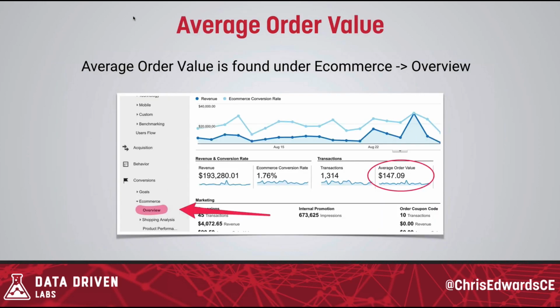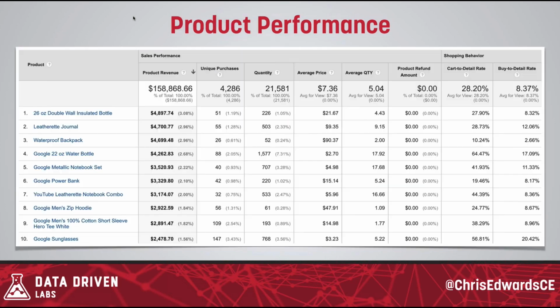Average order value is also found under the e-commerce overview. This is really great because if you have the ability to add multiple products to your cart, understanding how much an order is going to come in at, understanding that average order value, is nice. That's where you can decide to try to get some more upsells or add in some other items to try to bump that a little higher to get a little bit of extra revenue coming in.